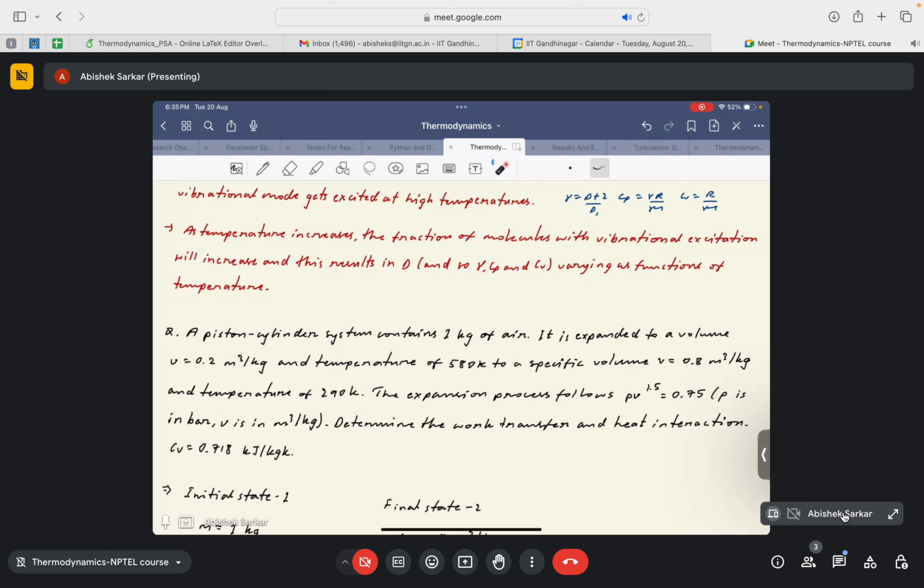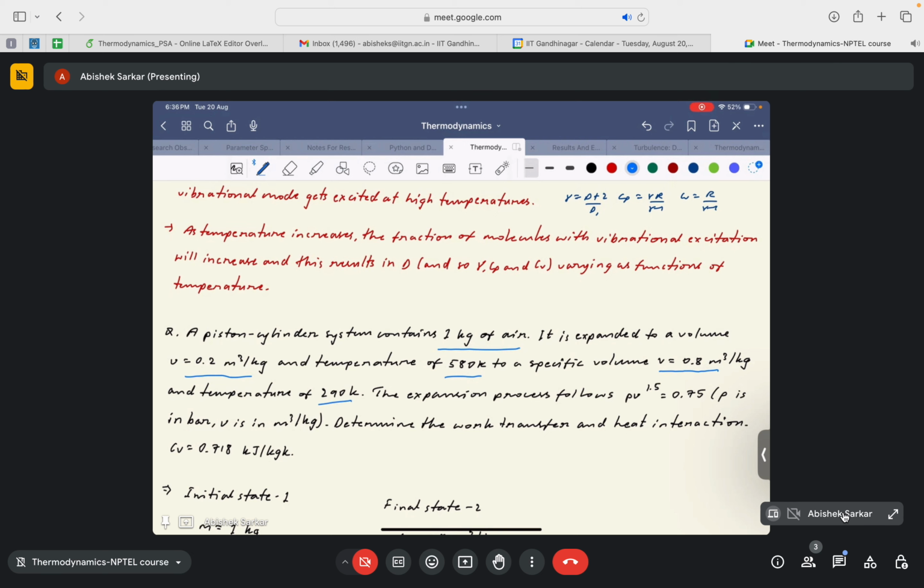Okay. So the first question is, a piston cylinder system contains 1 kg of air. Let me point out the key terms here. So it contains 1 kg of air, so the mass of the gas is given. It is expanded from a specific volume of 0.2 meter cube per kg and a temperature of 580 Kelvin to a specific volume of 0.8 meter cube per kg, so the specific volume is increased, and a temperature of 290 Kelvin.